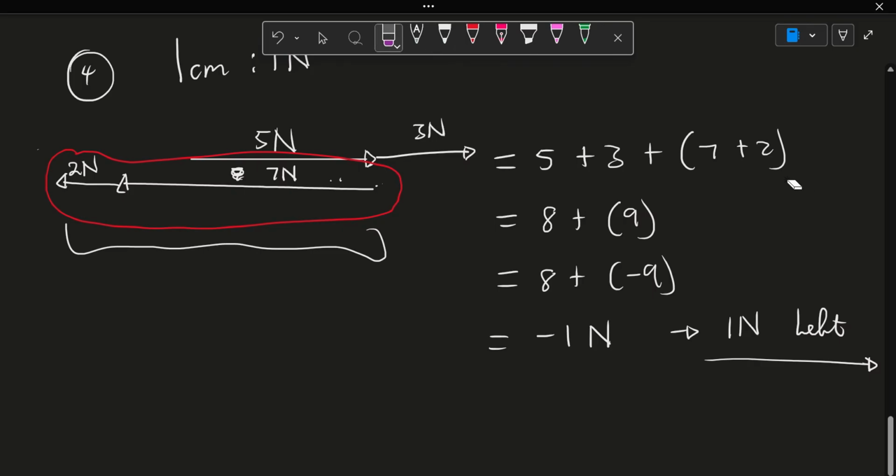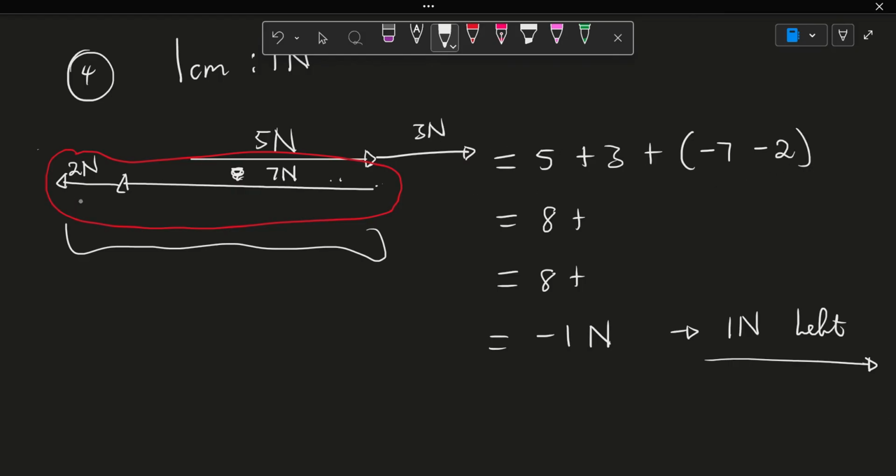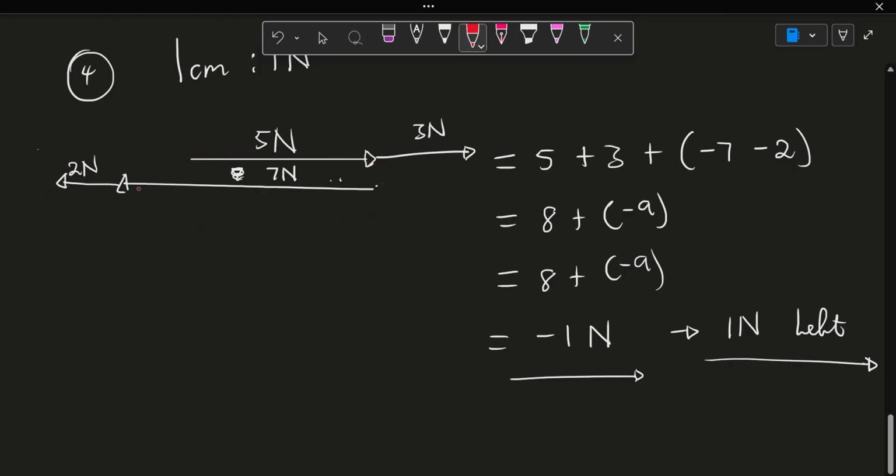Okay, if this was a bit confusing, you could have thought of it this way. Because 7 is in the opposite direction as 5 and 3, I could say negative 7 minus 2, which would still have given me negative 9, right? And then I would still get my answer of 1 Newton to the left. And you notice something. My biggest vector is to the left, and that is my 7 Newton vector. Hence, my final answer is 1 Newton to the left.